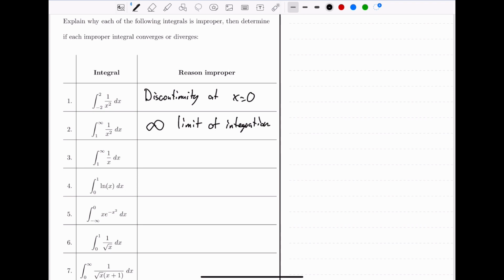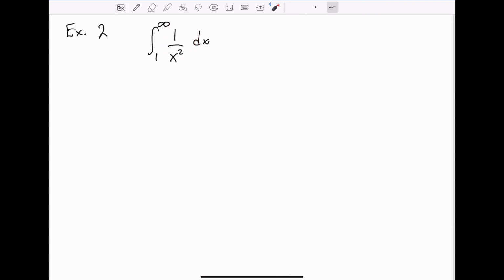Let's work through example 2. Notice that we have the same function that we had from example 1, but just because the integral from -2 to +2 didn't converge, that doesn't imply that this integral won't converge. Let's work through the procedure. We replace the problematic limit with a variable name. Let's just call that b. So we're integrating from 1 to b, 1 over x squared dx, and then out front we take the limit as b approaches its true value, infinity.